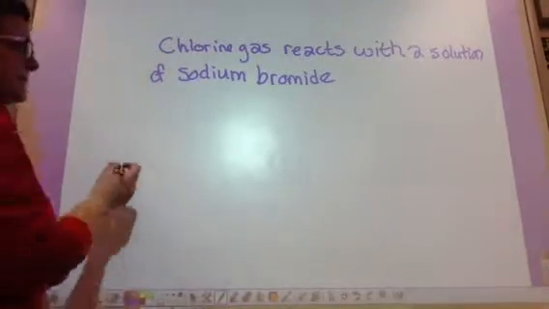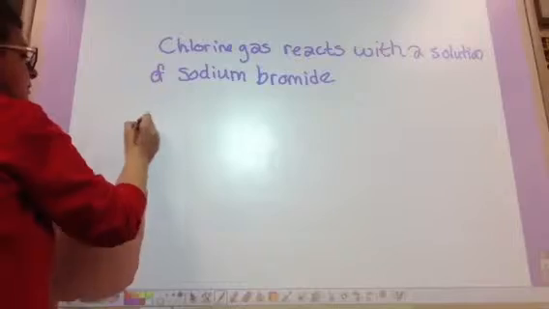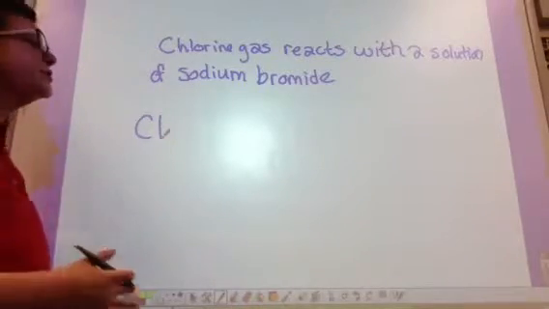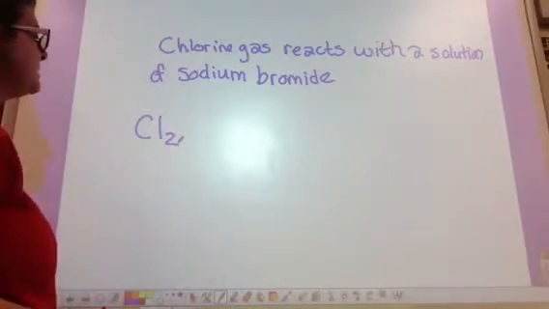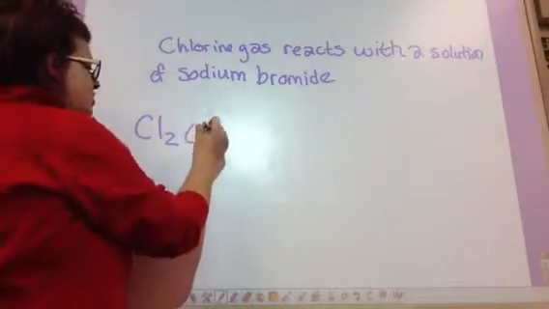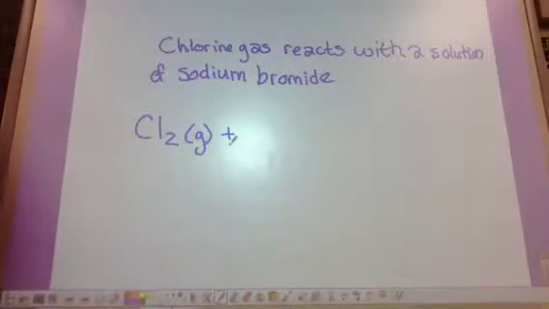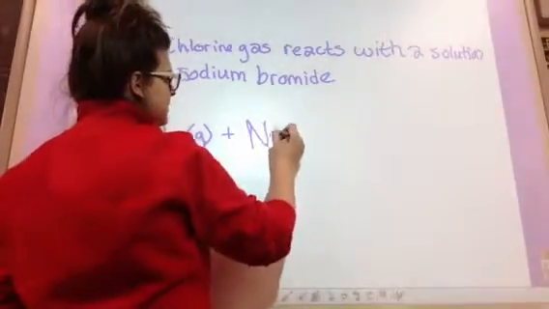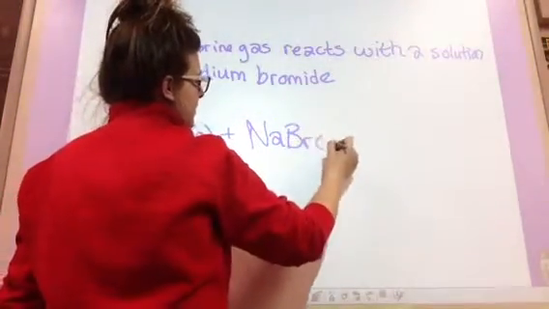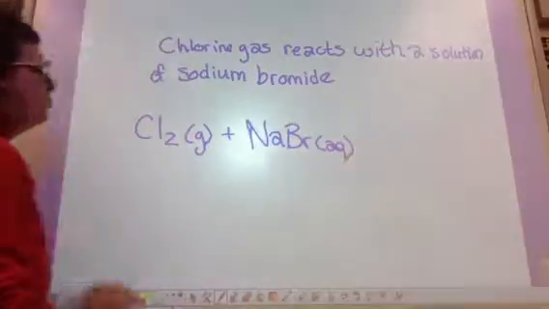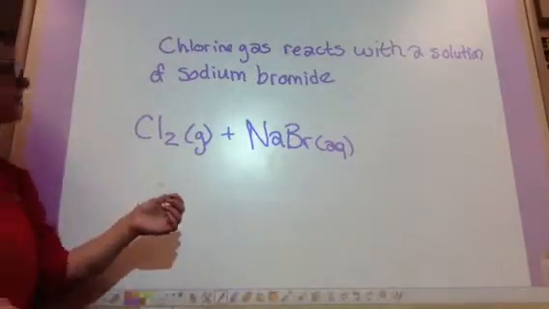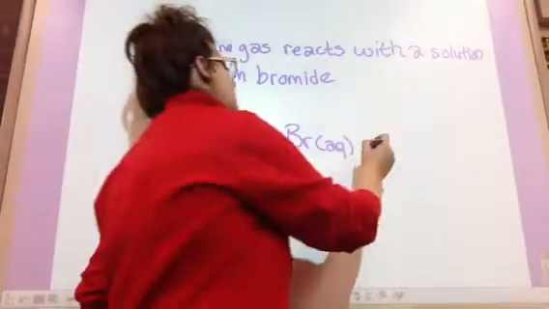Let's just write our reactants. I have chlorine gas. Chlorine is Cl, but it's super special. It's one of those 7 diatomics, boom, Cl2. And it's a gas, so I have to write G. And that's going to react with a solution, so that's telling me it's aqueous, of sodium bromide. So that gives me NaBr, and that would be aqueous. Beautiful. Okay, element, compound.